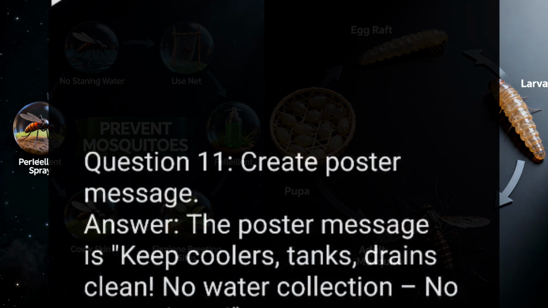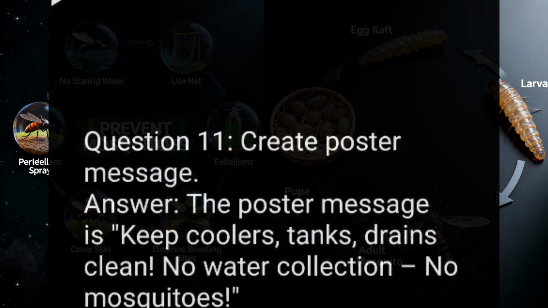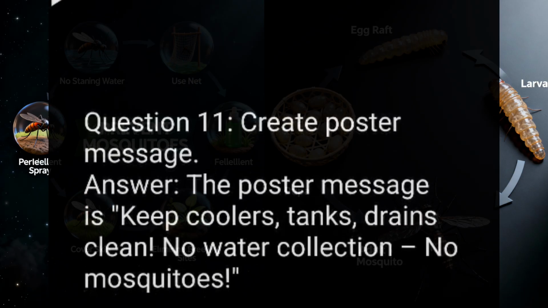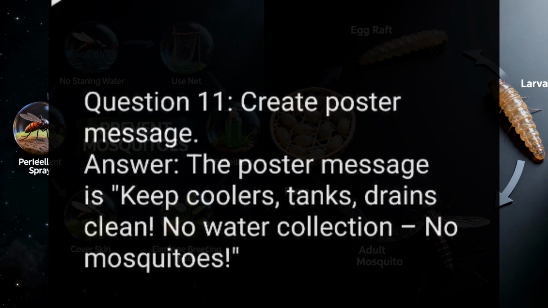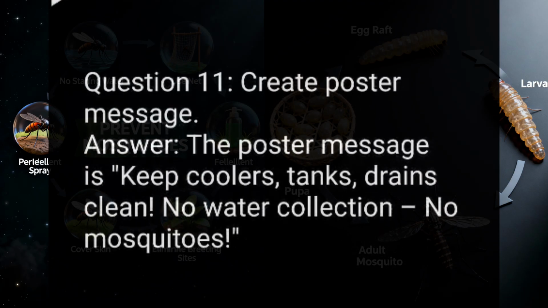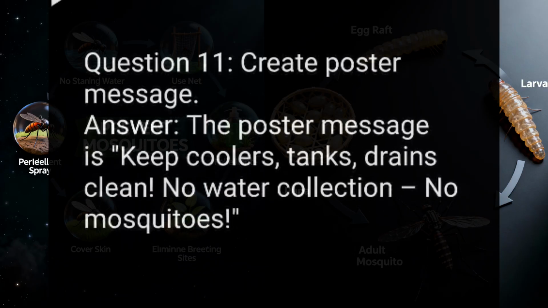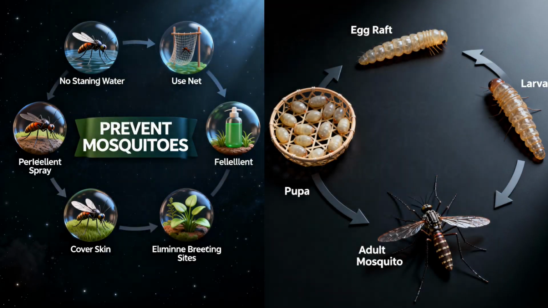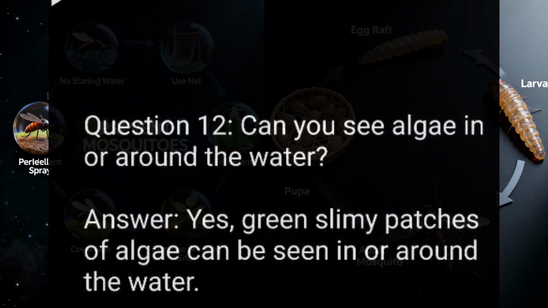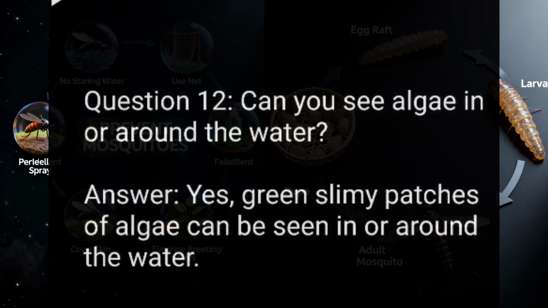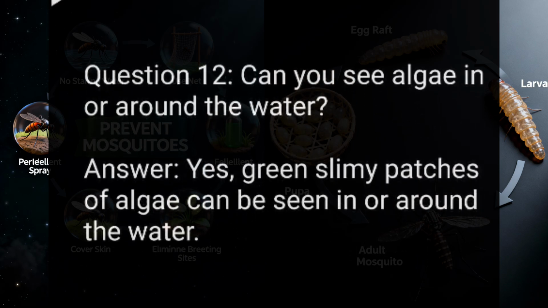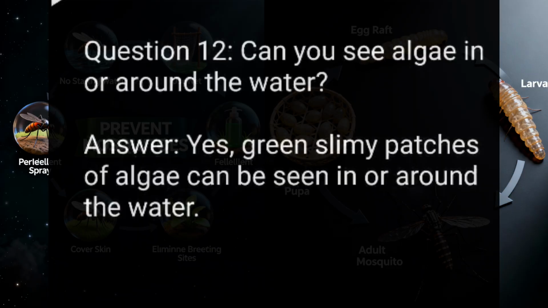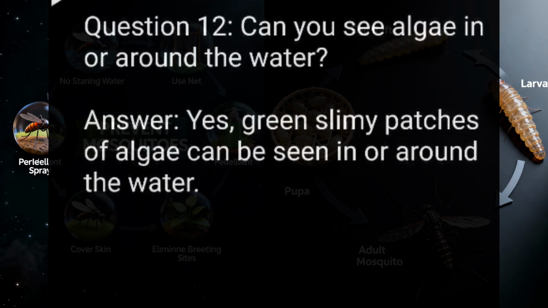Question 11. Create poster message. Answer. The poster message is, keep coolers, tanks, drains clean. No water collection, no mosquitoes. Question 12. Can you see algae in or around the water? Answer. Yes, green slimy patches of algae can be seen in or around the water.